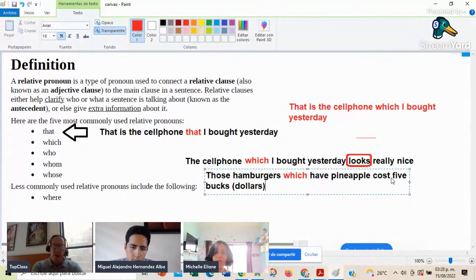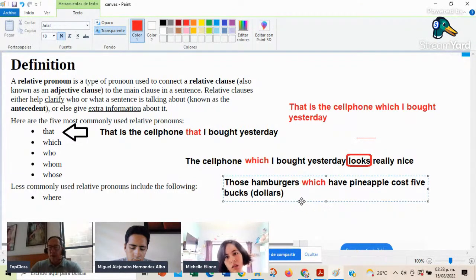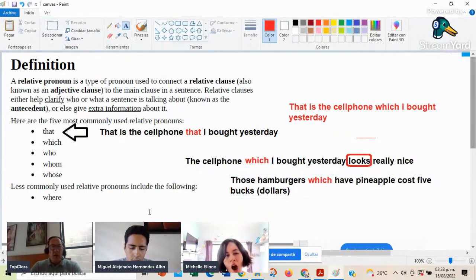What is the difference between bucks and dollars? Bucks is a very informal way to say it. Dollars is the formal way. Bucks is just informal. It's a very colloquial phrase, colloquial words. Okay. Besides that, what else did we use?